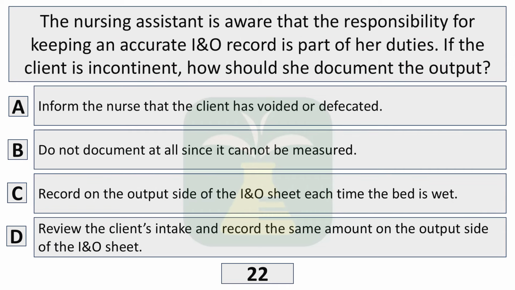The nursing assistant is aware that the responsibility for keeping an accurate I&O record is part of her duties. If the client is incontinent, how should she document the output? A, inform the nurse that the client has voided or defecated. B, do not document at all since it cannot be measured. C, record on the output side of the I&O sheet each time the bed is wet. D, review the client's intake and record the same amount on the output side of the I&O sheet.